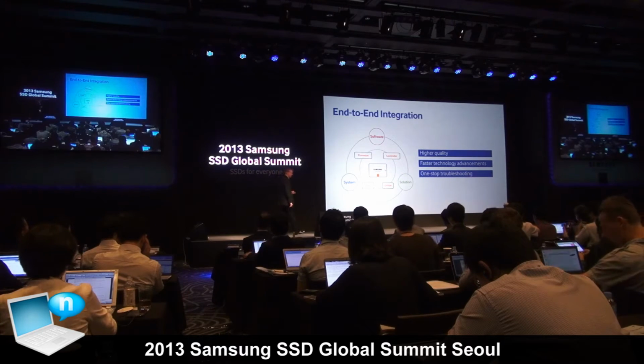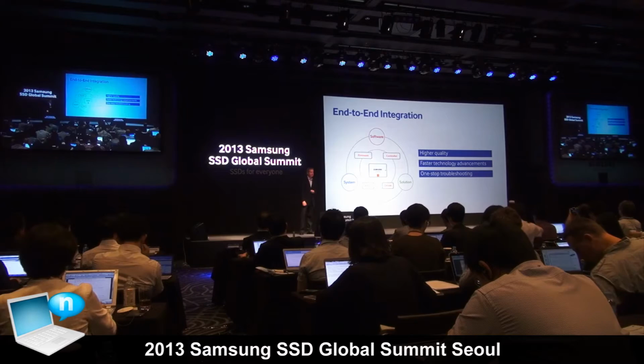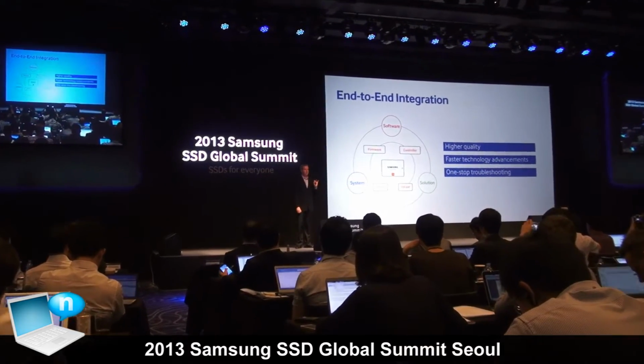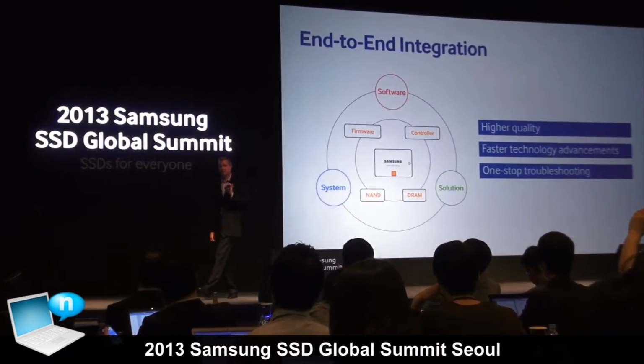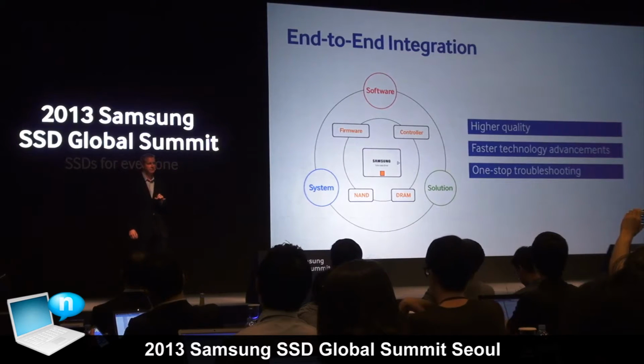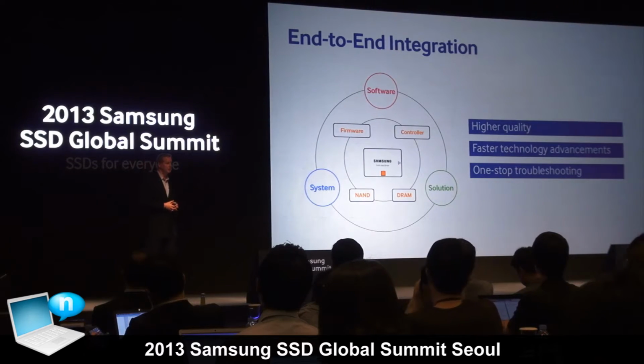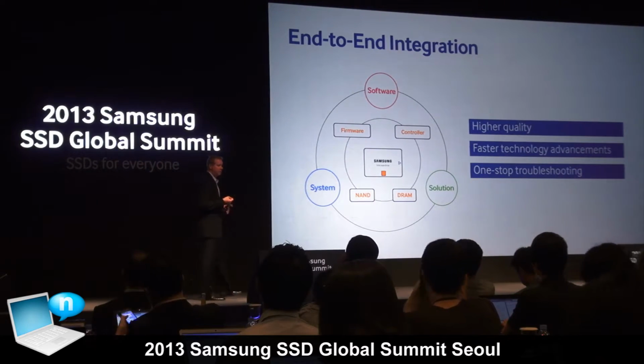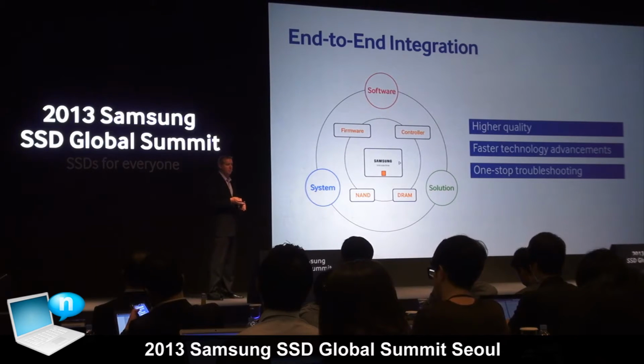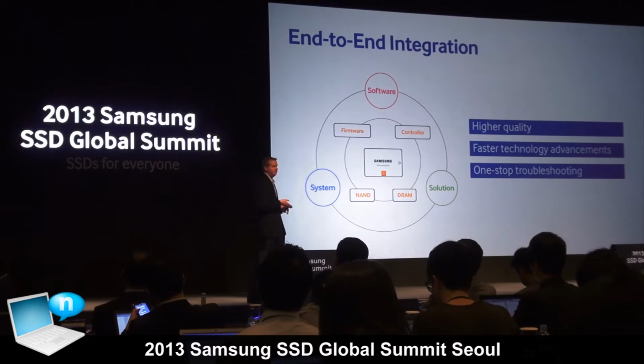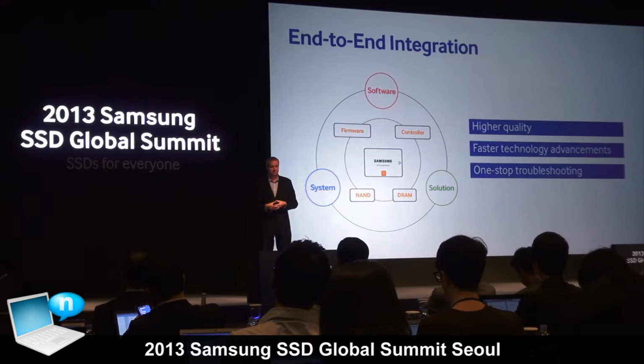Speaking of the system level, let's talk about this end-to-end integration. I would actually rather call this vertical integration. That's the key. That's the real secret sauce. Samsung is vertically integrated. We have the NAND, we have the DRAM, we have the controller, and we have the firmware. So it's a very symbiotic relationship between these four different devices.